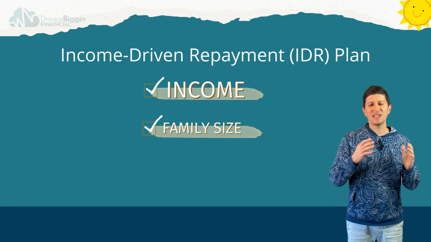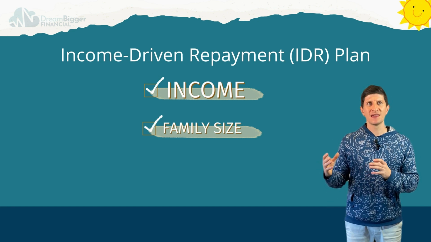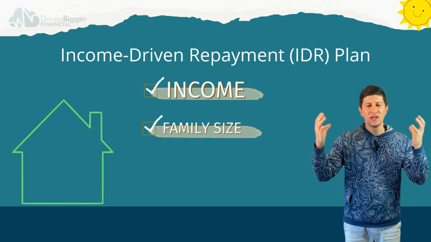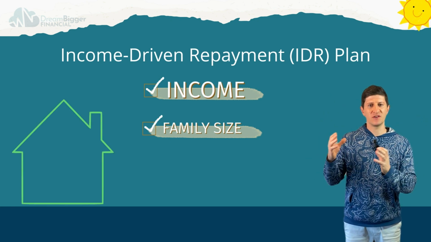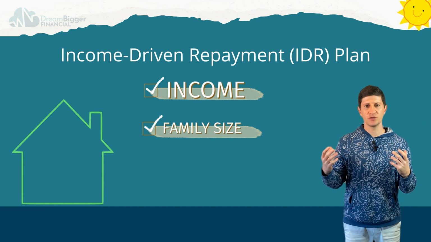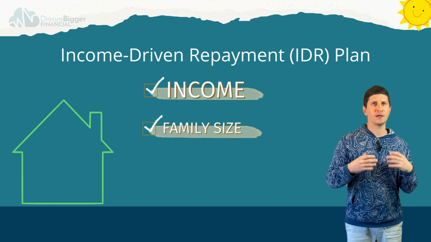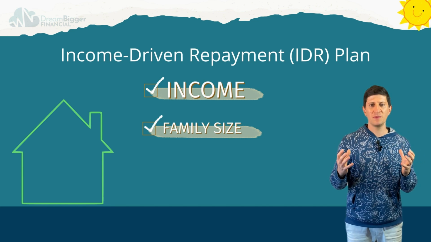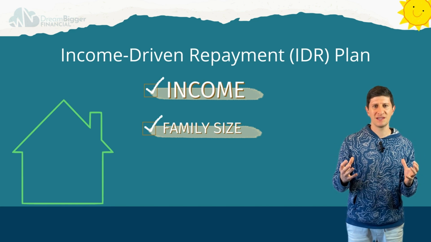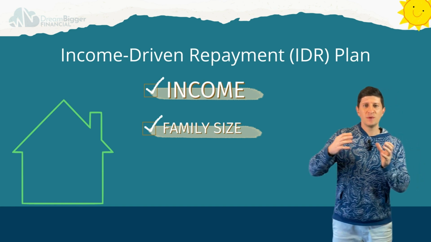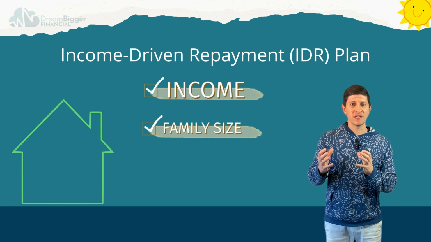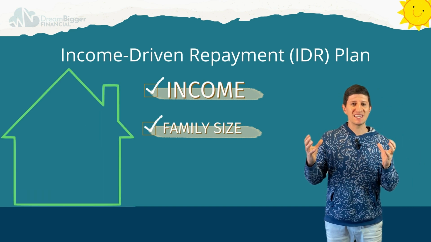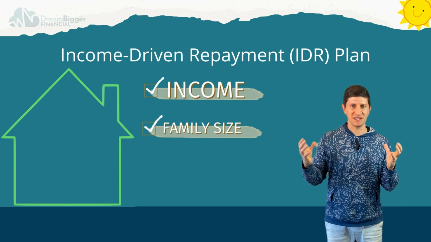I like to think of income-driven repayments like owning a house, where depending on the size of your house, that is what represents your income. So if you are a resident or a fellow and you have a modest income, you may have a smaller house. However, as soon as you become an attending and your income increases, the size of your house also increases.